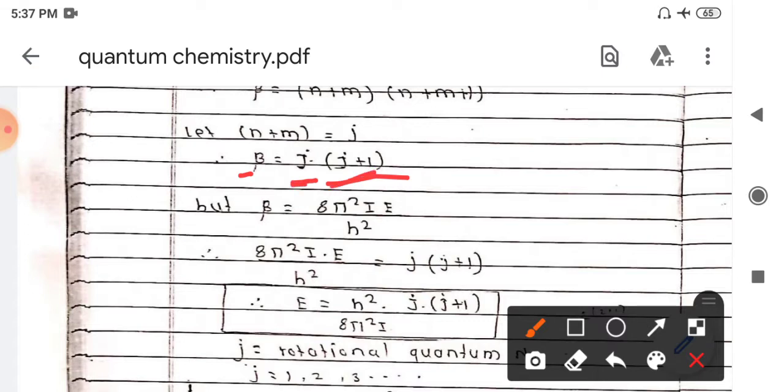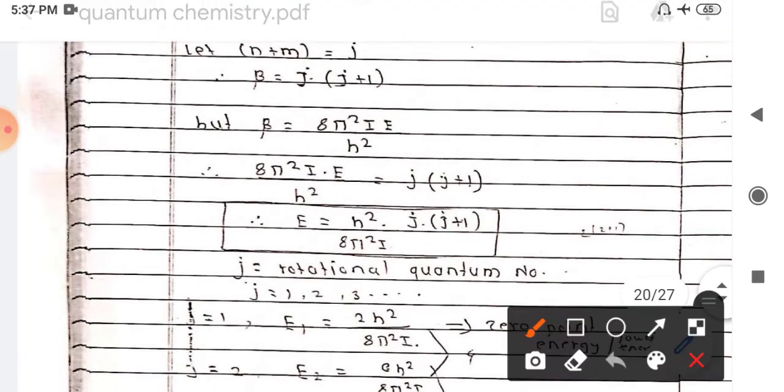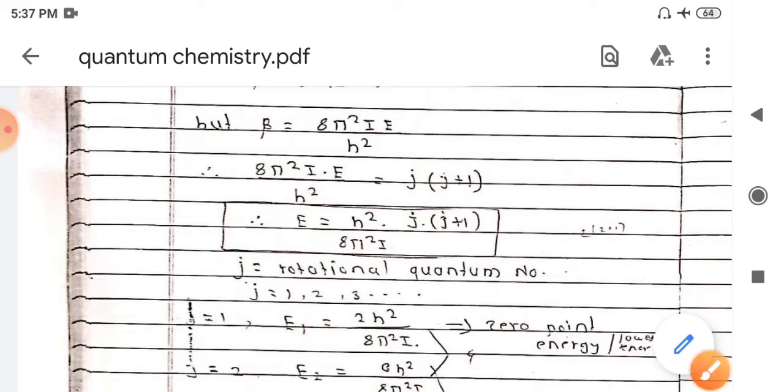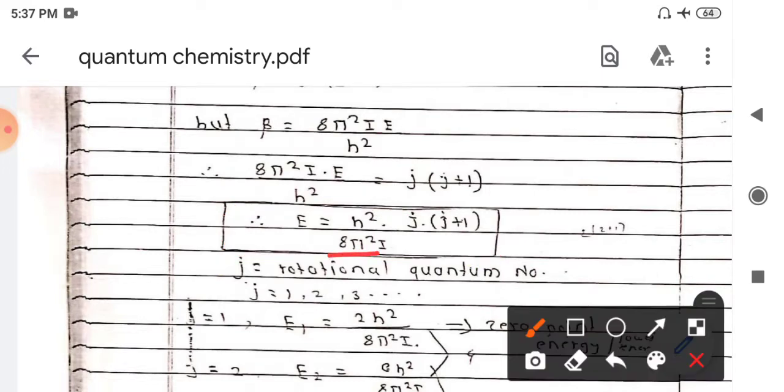For this beta we have already substituted one term, that is 8 pi square I into E upon h square. So for energy we can simply write that the energy of a rigid rotor is h square upon 8 pi square I into j into j plus 1. This is the energy for the given rigid rotor in joule. The unit is joule.